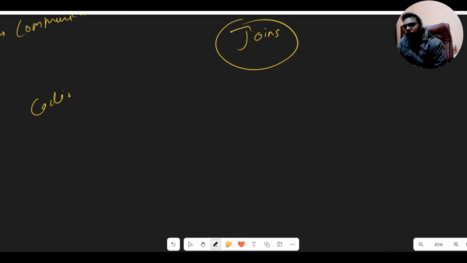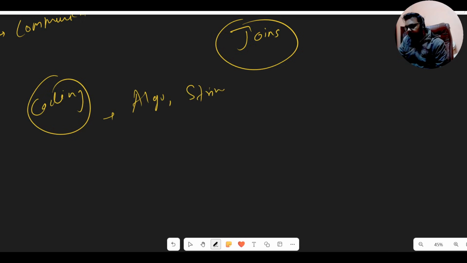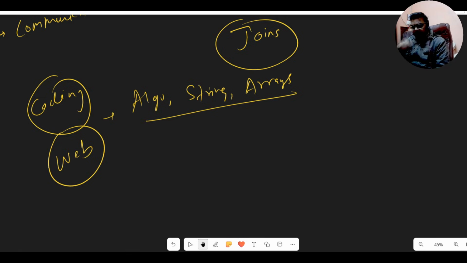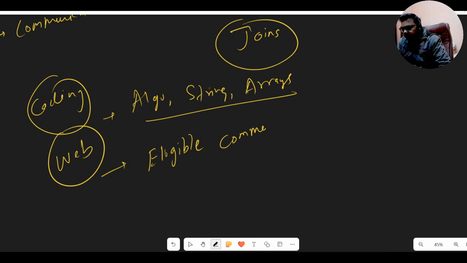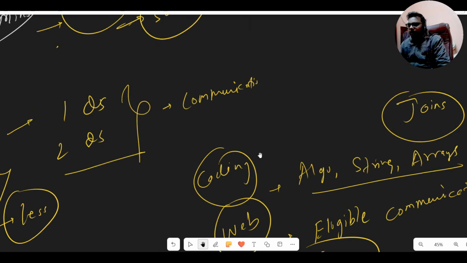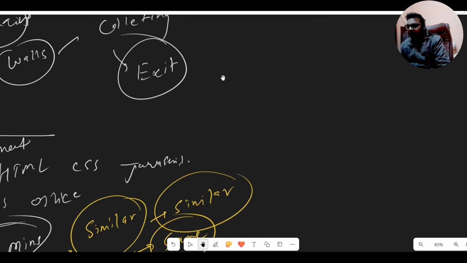Coding questions are not so advanced. They ask questions only on algorithms, strings, and arrays. Also, I have solved the questions which they have asked. Apart from this, in web they ask you to complete the functionality. If you clear all this, you will get a mail saying that you are eligible to participate in the communication assessment, and the communication assessment will be in the next 7 days. So this will be your whole process, and that's how you need to crack Accenture.